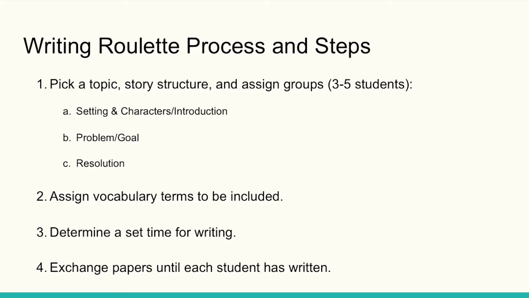The process for completing the SDAIE strategy writing roulette includes the steps as follows. First, the teacher will pick a topic, story structure, and assign groups, which will consist of at least 3 to 5 students. The teacher will provide the students with a setting and characters, a problem or goal that they need to focus on, and the final reader needs to come up with a resolution. Assigned vocabulary terms will be included. The teacher will determine a set amount of time for writing, and during the actual process, students will write for their allotted time and then pass the paper until each student has had an opportunity to write.